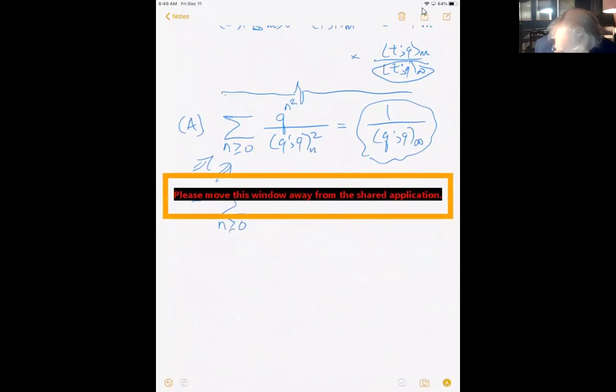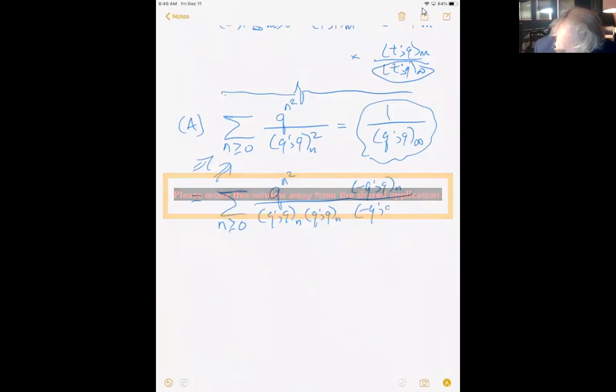he will look at this, n greater than or equal to 0, q to the n squared, q sub n. I'll write it out twice. And what he does is to multiply numerator and denominator by this finite product.